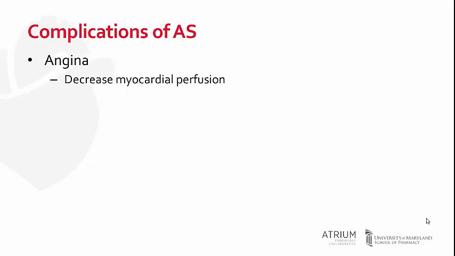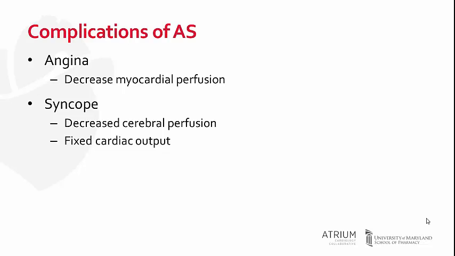Most patients with AS are asymptomatic until the latter stages of the disease. The most frequent complications that prompt patients to seek medical attention are angina as the result of decreased myocardial perfusion and syncope as the result of decreased cerebral perfusion. Syncope can be attributed to an inability to increase cardiac output across the narrow orifice of the aortic valve. An inability to adapt to acute reductions in peripheral vascular resistance because of this fixed cardiac output makes patients with severe AS particularly prone to syncope due to orthostatic hypotension.